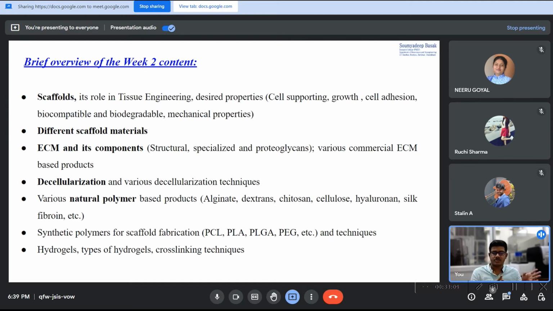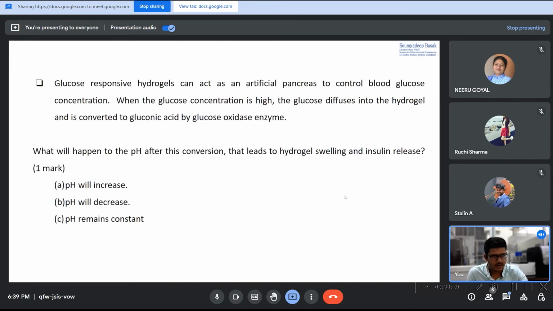So how the scaffolds are used, its tissue engineering application, desired properties, that is, it needs to be self-supporting and promote cell division. What are the various properties that are required for the scaffold formation? We talked about various kinds of scaffold, the same components, what is their function, and the commercial ECM-based products we have also looked at. This kind of questions we have studied.